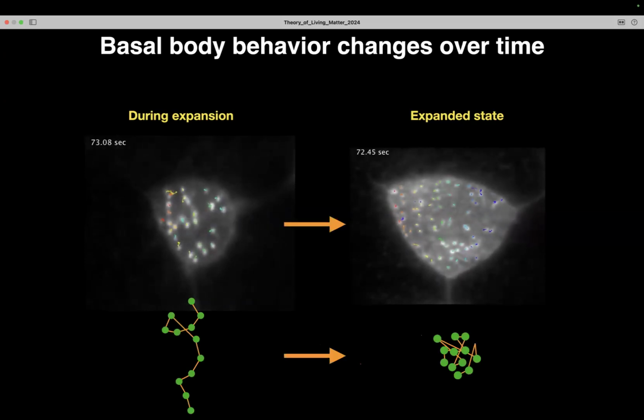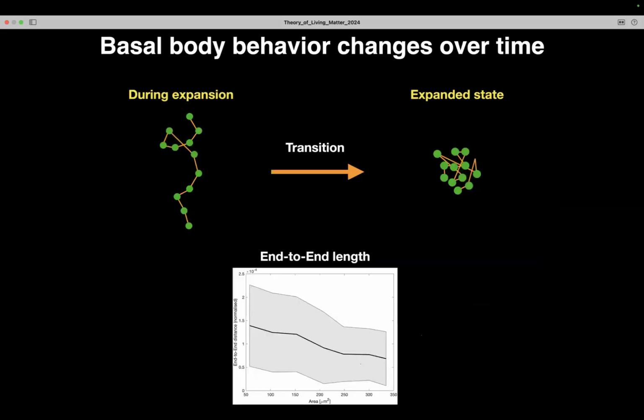And actually, we can quantify this, the so-called end-to-end length. So basically the length of the entire trajectory, at the very early stages of expansion, during the expansion, and towards the end of the expansion. And this is plotted in here. Again, here we can see that on the y-axis is the so-called end-to-end length. So how long is the trajectory of the basal bodies? On the x-axis, we have the surface area. And again, we see that initially the length of the trajectories are longer and then getting shorter towards the end of the expansion of the apical domain.